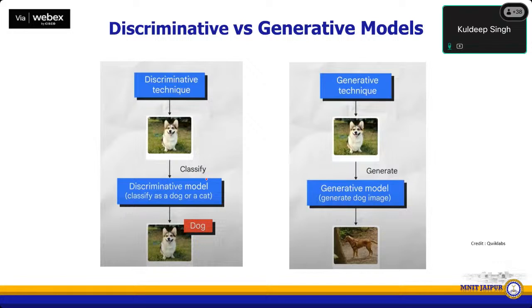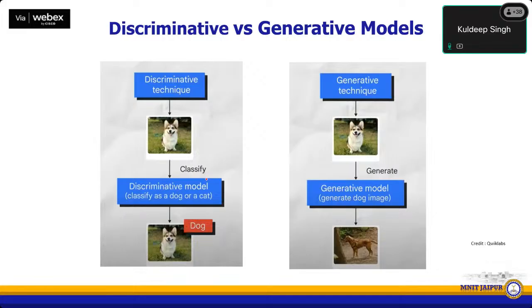Basically, the idea of discriminative models is to learn some kind of relationship between the input data or the features of the input data and the corresponding label. So the discriminative model basically learns a mapping function between the input data, which could be image, audio, or text, and the corresponding label.